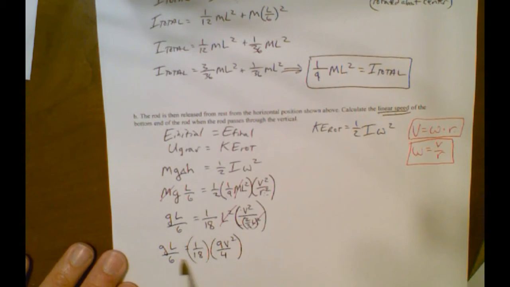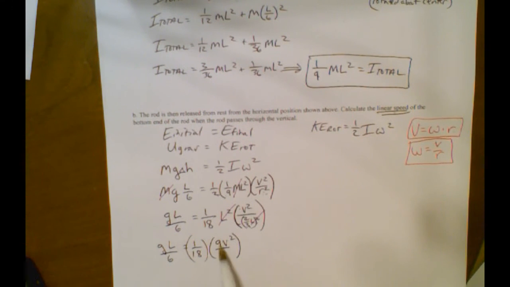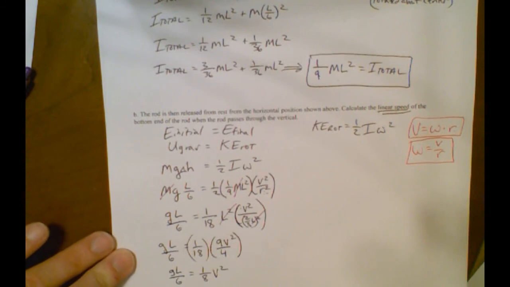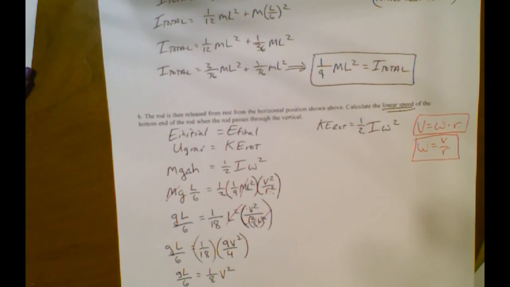This is kind of annoying. I don't think they'll ask you to do this much numerically in this year's AP exam. So 9 over 18 is 1/2. 1/2 times 1/4 is 1/8. So I get GL over 6 is equal to 1/8 V squared. Well, we can reduce those by a factor of 2, right? So GL over 3 is 1/4 V squared.